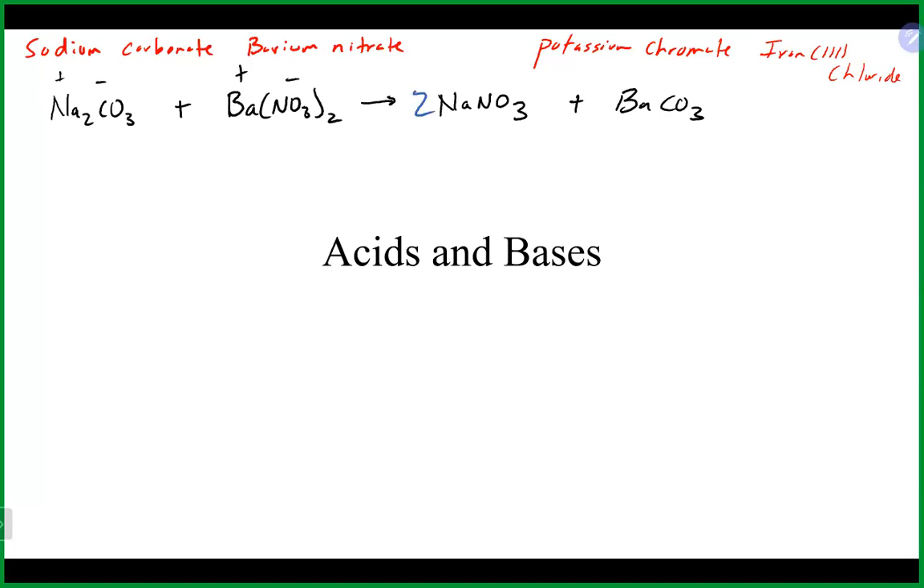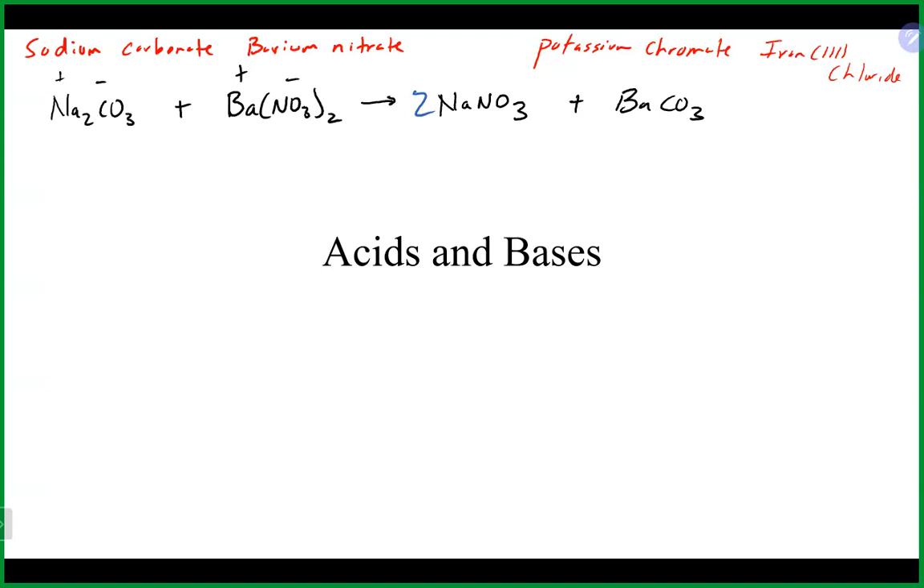We'll put up a 2. And I think we might be good at that point. So we've got 1 barium on each side, 2 nitrates, 2 sodiums, and 1 carbonate. So we're actually balanced. Any questions on writing this formula here?